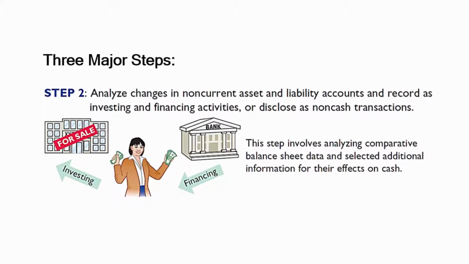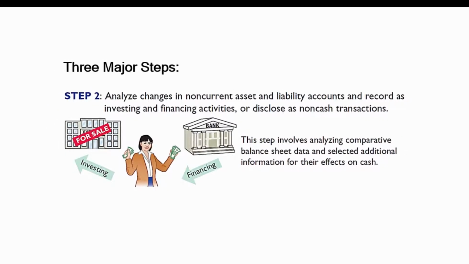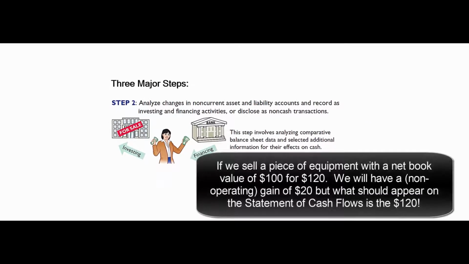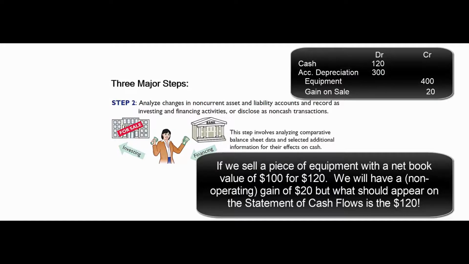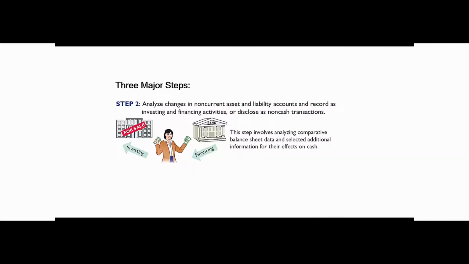The next thing is to look at investing and financing activities. Investing activities are things like capital expenditures, buying new equipment, or the cash effects of selling old equipment. And remember that the gain or loss on the sale of equipment does not necessarily reflect the cash that we receive. For example, if we had a piece of equipment with a net book value of $100 and we sold it for $120, the gain would be $20, but that's not the cash we got. The cash we got was the $120.